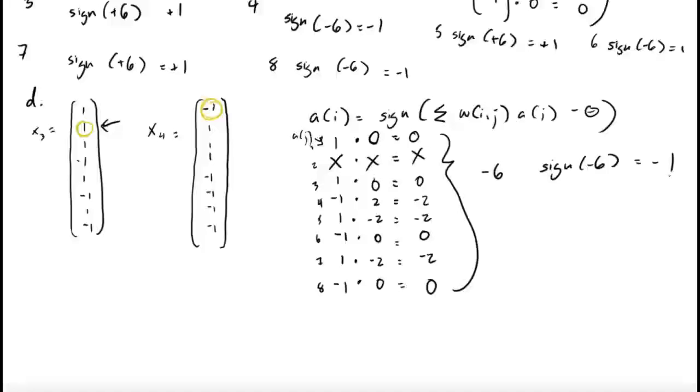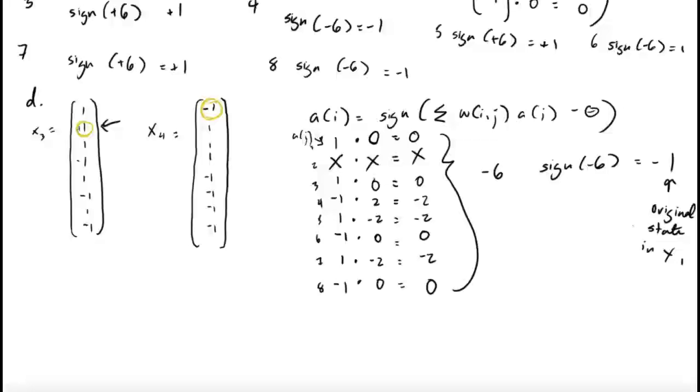Now, if we look over at x3, we see that neuron 2 is a plus 1. But negative 1 is what its original state was in x1. So the neuron flipped back to its original state. And since we showed in part C that the network is stable, this makes sense, that it should revert back to its original negative 1 state.